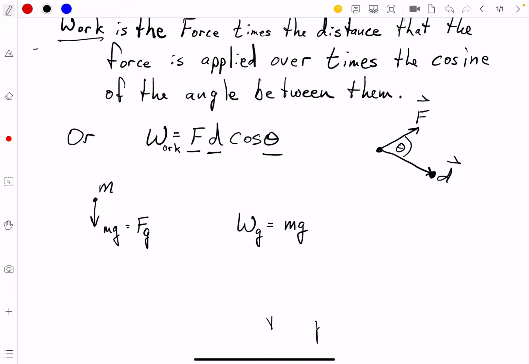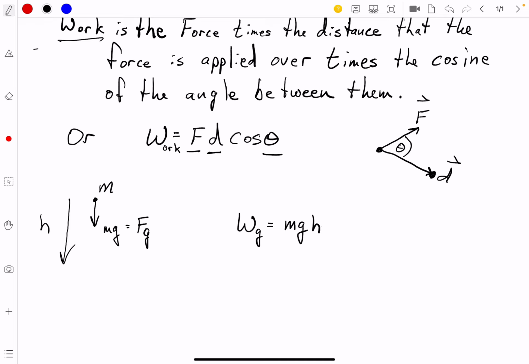However, if our distance that we travel is straight down, g is also straight down, so our force is straight down, and so the cosine of theta is 1 because theta is 0, right? So we would have our distance d. Sometimes when people are dealing with gravity, they use h, right? So our work would be mgh.